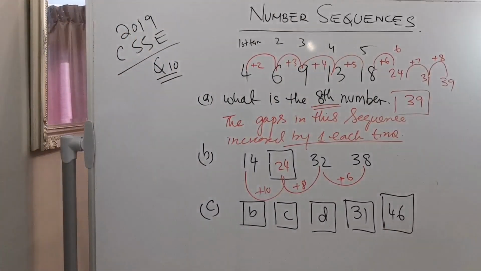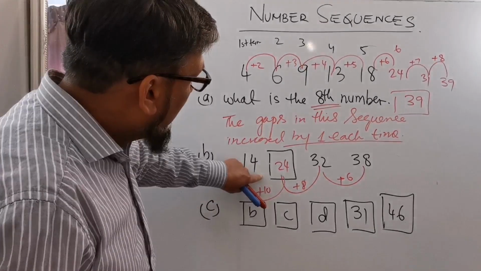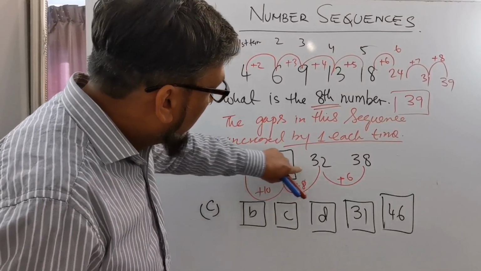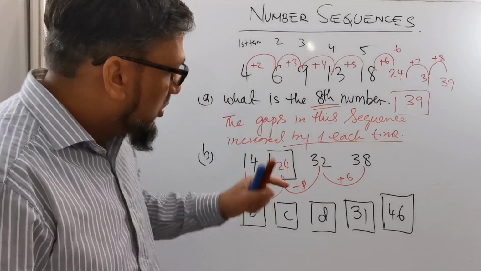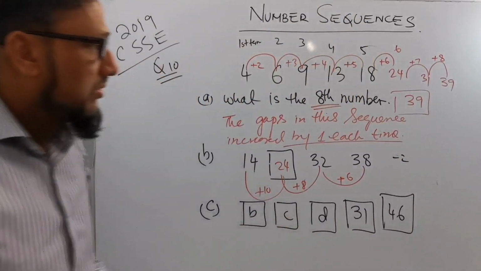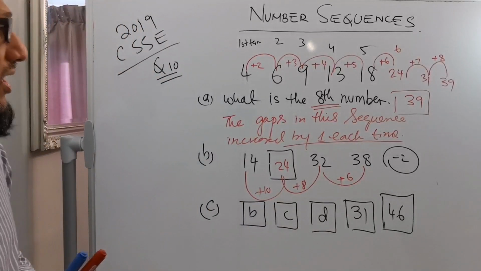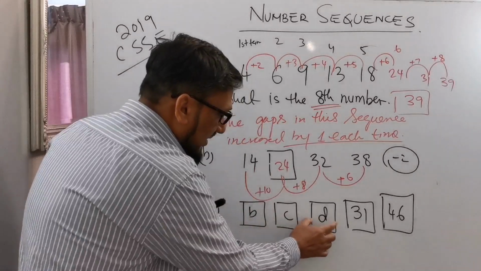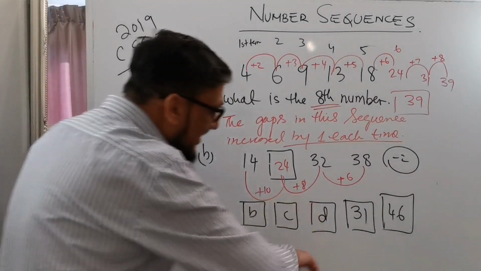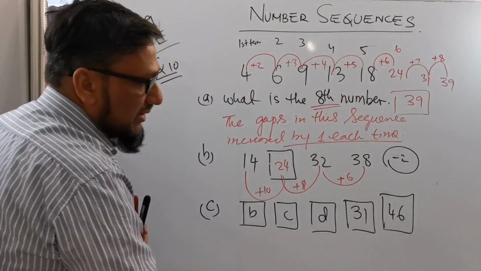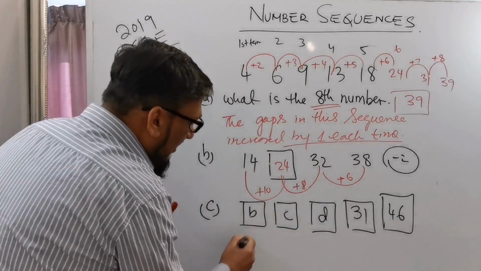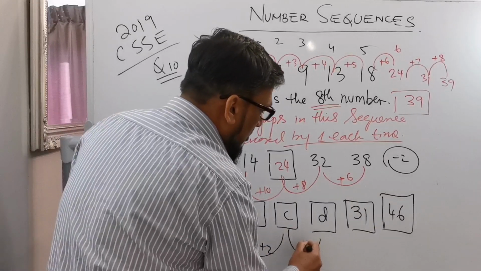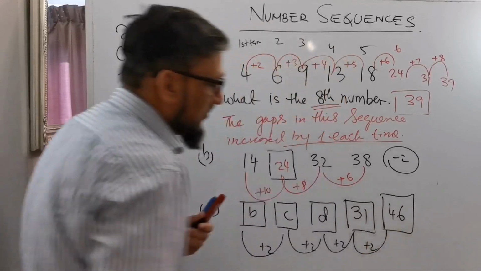So this is the sequence given in part C, and the gap in the sequence increases by 2 each number. In part B the gap decreased by 2. But in question C, they say the sequence starts from left to right, and every time the gap is increased by +2, +2, +2.